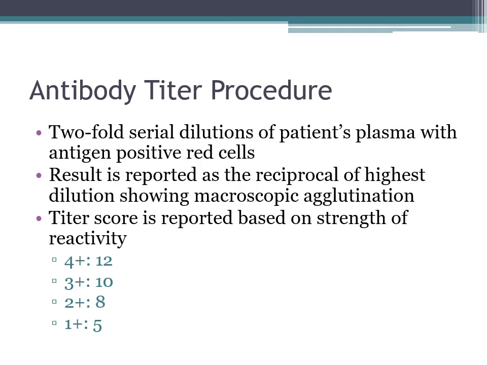The result we're going to get, after we set this up in the same way that we've identified the antibody, is the reciprocal of the highest dilution showing macroscopic agglutination. Most facilities have this set up as the last 1+ reaction in the tube. Some places also have a titer score reported based on the strength of the reactivity, with a 4+ being a 12, 3+ being 10, a 2+ being an 8, and a 1+ being a 5. Our facility doesn't do the titer scores. We just report out that last reciprocal highest dilution.